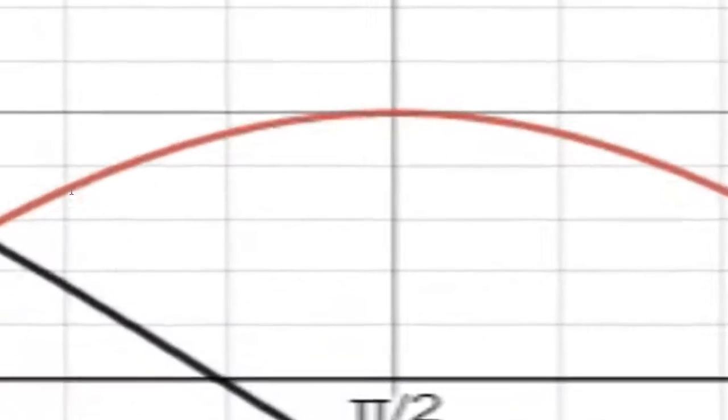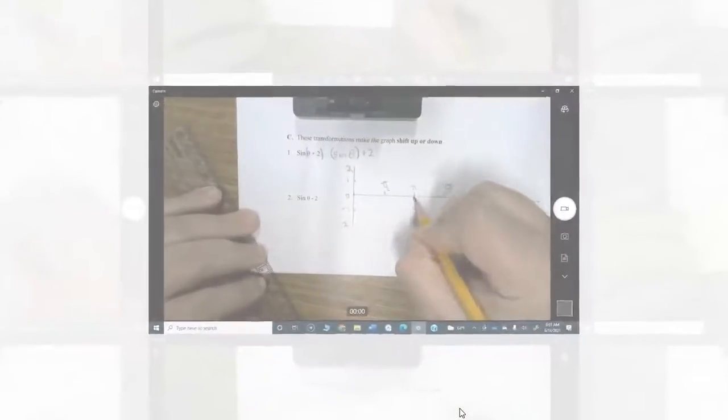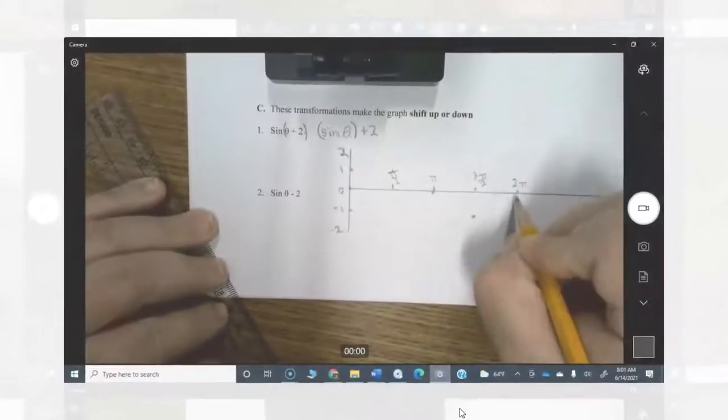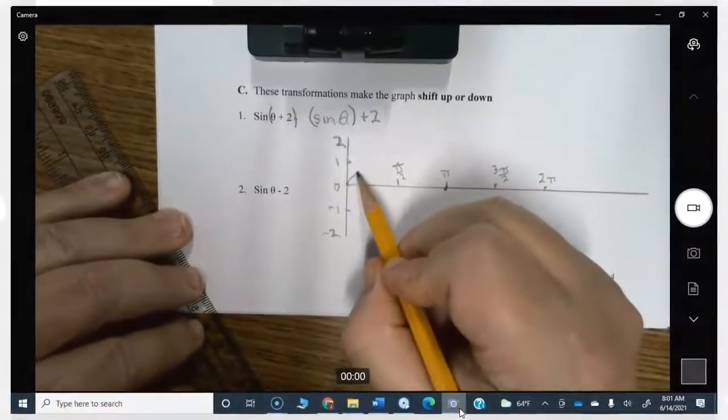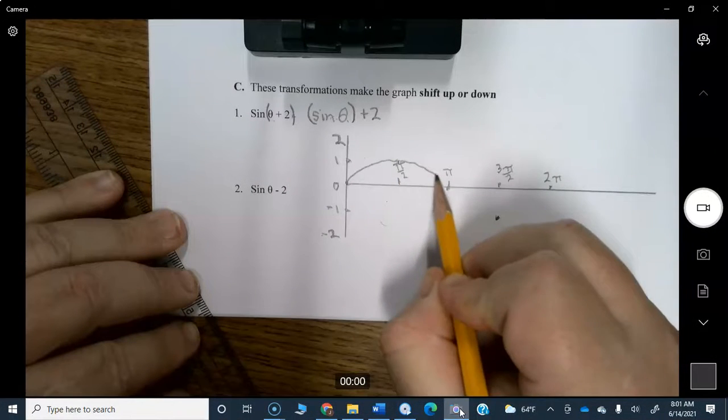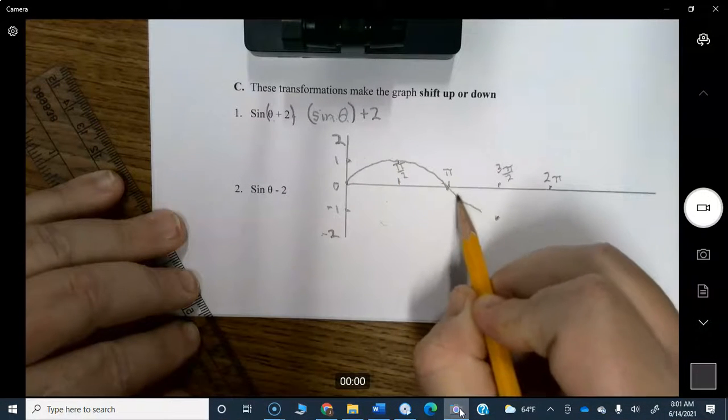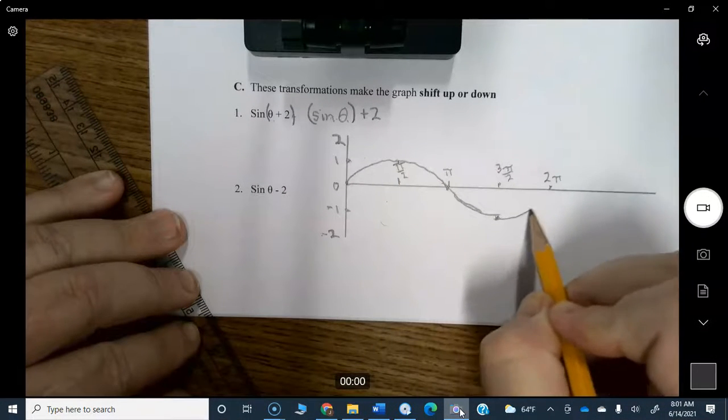So sine of theta, we know what that is. We're going to start here. We're going to go up to 1, and then down to pi, and then down to negative 1, and then back to here. So this is sine. We've drawn that about 3 times already. I'm not drawing it any better than I was, probably worse.